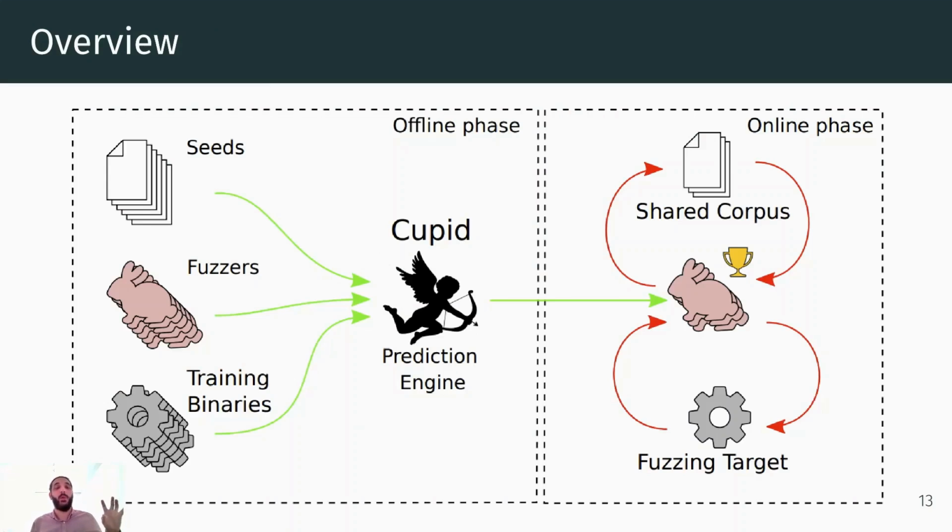So this is what Cupid basically looks like. We give a few training binaries, a few fuzzers and seeds to Cupid. It makes some runs and collects the data, and then it uses the data to make a prediction of a fuzzer combination that you can use in any fuzzing scenario. This offline phase is only required once in total, and then you can use it in any online phase in the future to fuzz your binaries.